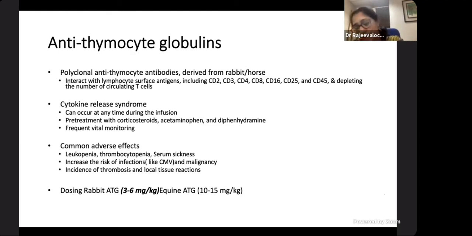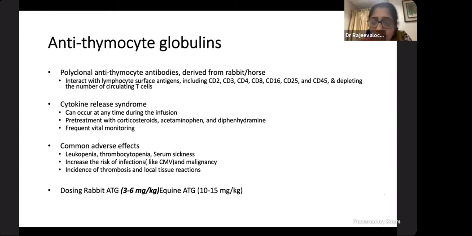Working in the West, I have seen higher amounts of ATG being used, whereas in India, we do see that not many patients tolerate very high doses of ATG. They do end up with severe infection.